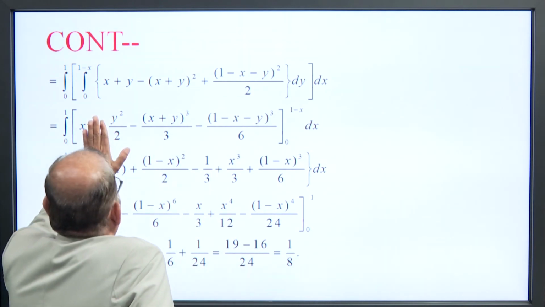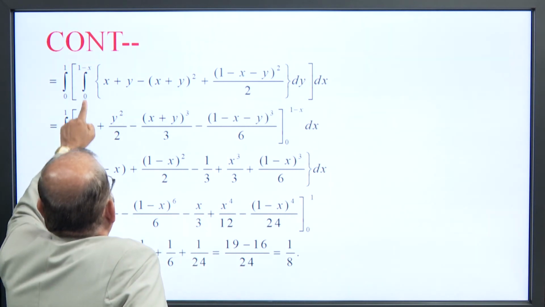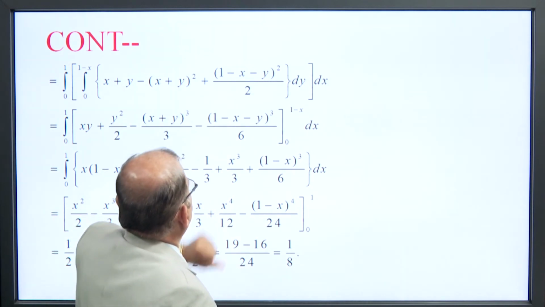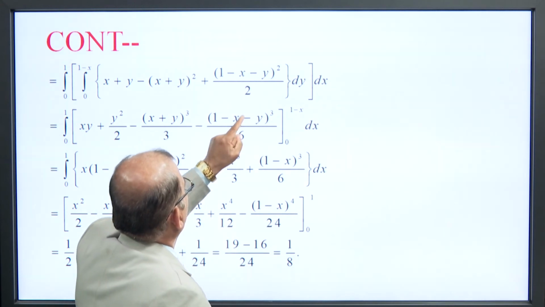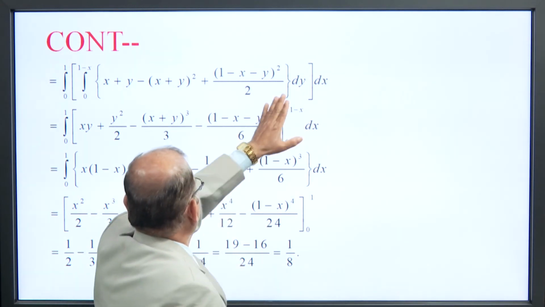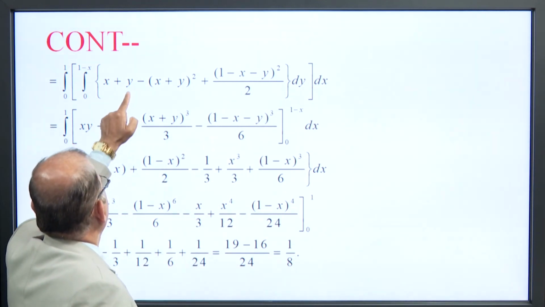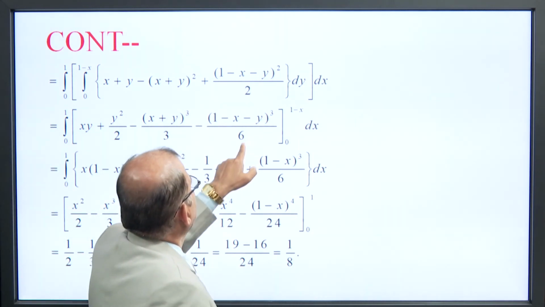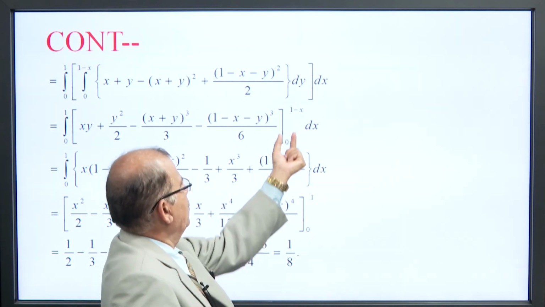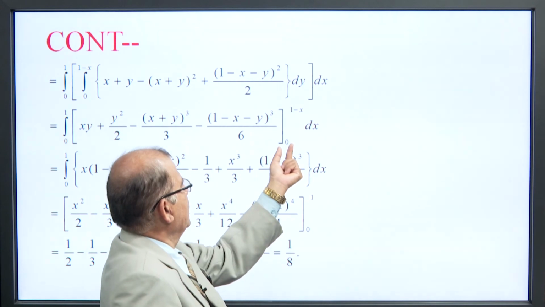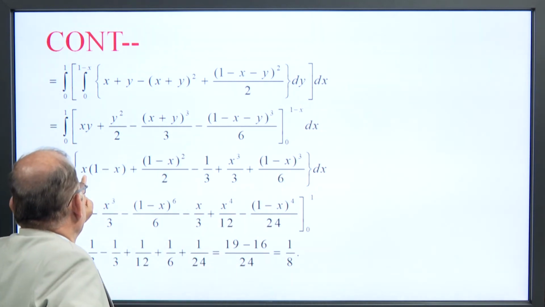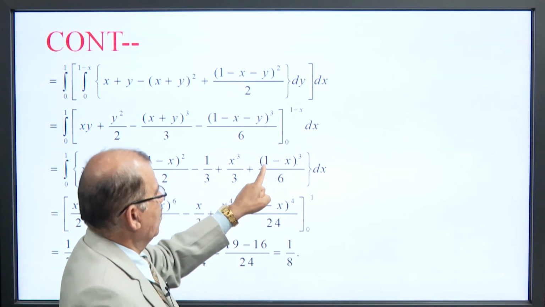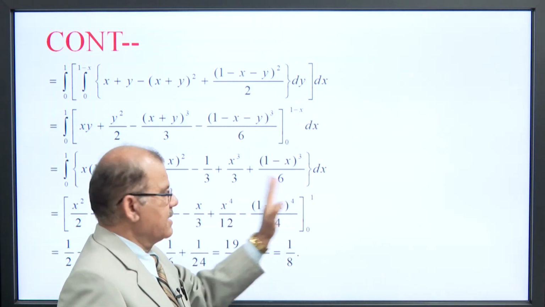Again we integrate with respect to y, because y contains one variable, from 0 to 1 minus x. It is x plus y minus x plus y square, plus 1 minus x minus y whole square by 2 dy. Integrating with respect to y, we get x y, y square by 2, x plus y whole cube by 3, minus 1 minus x minus y whole cube by 6. Substituting the upper limit of y as 1 minus x and the lower limit of y as 0, we get x into 1 minus x plus 1 minus x square by 2 minus 1 by 3 plus x cube by 3 plus 1 minus x whole cube by 6.